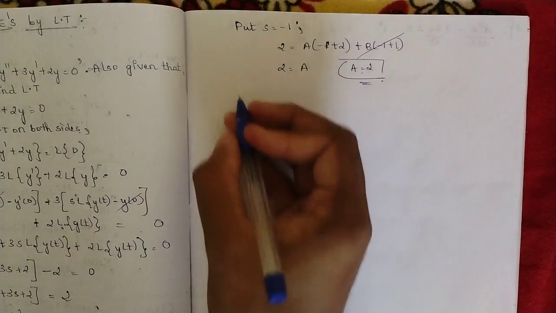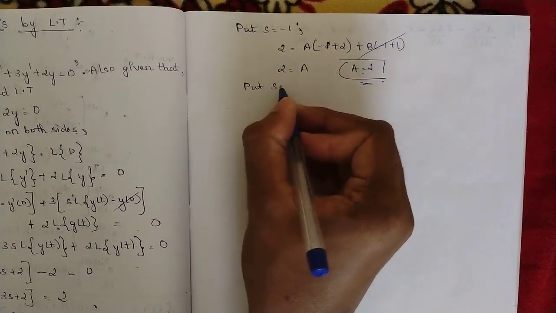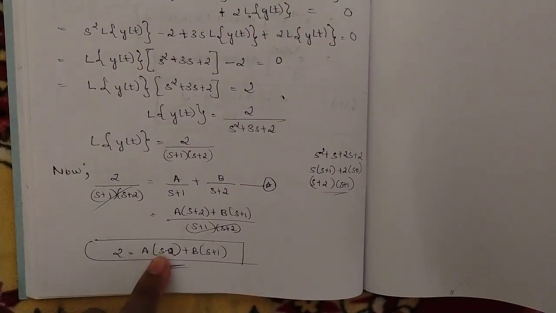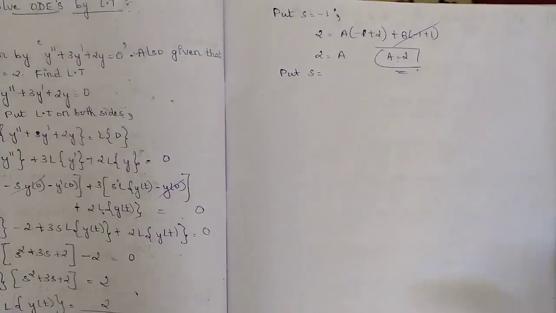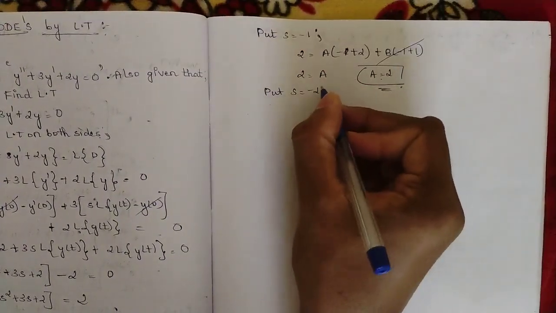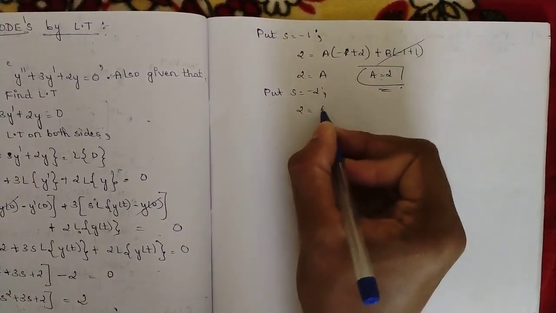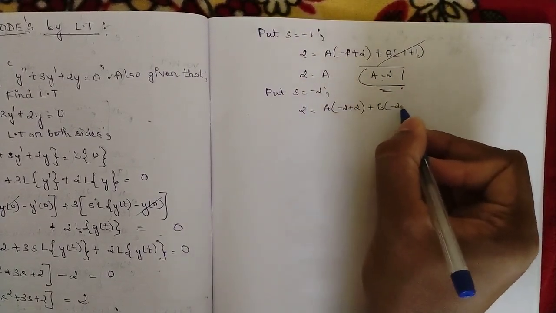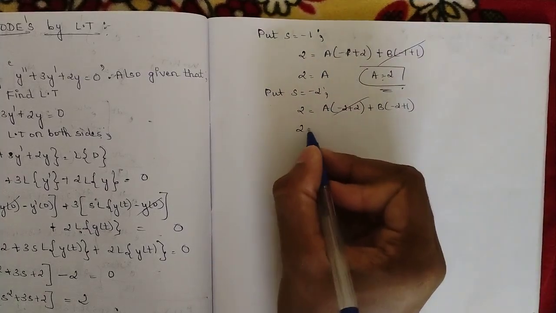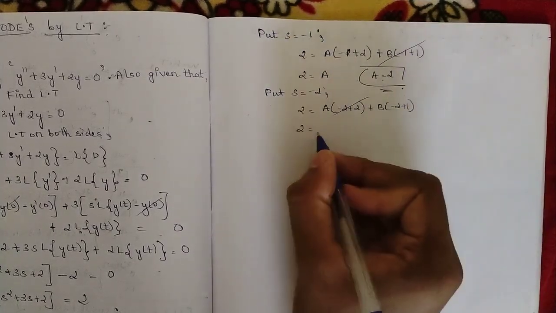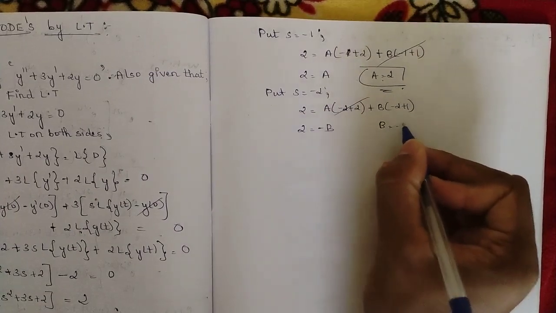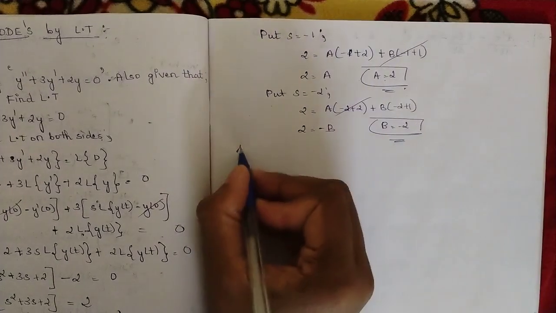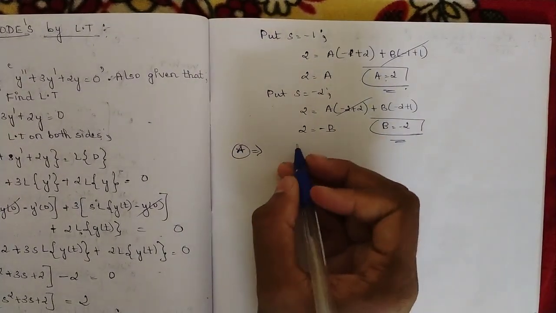Similarly, in order to find the value of B, we should make the A term equal to 0. So put the value of s as minus 2. So 2 is equal to A into minus 2 plus 2 plus B into minus 2 plus 1. So this would be 0. 2 is equal to B into minus 2 plus 1, which is minus 1. So B would be equal to minus 2.